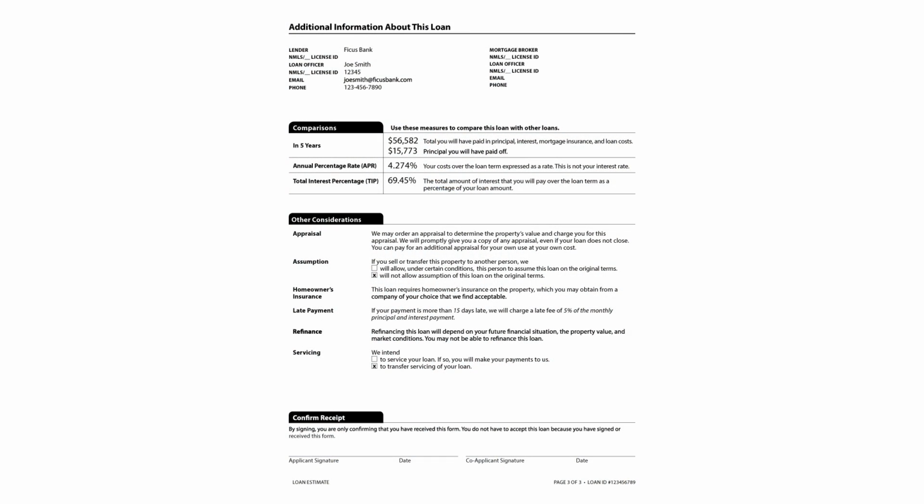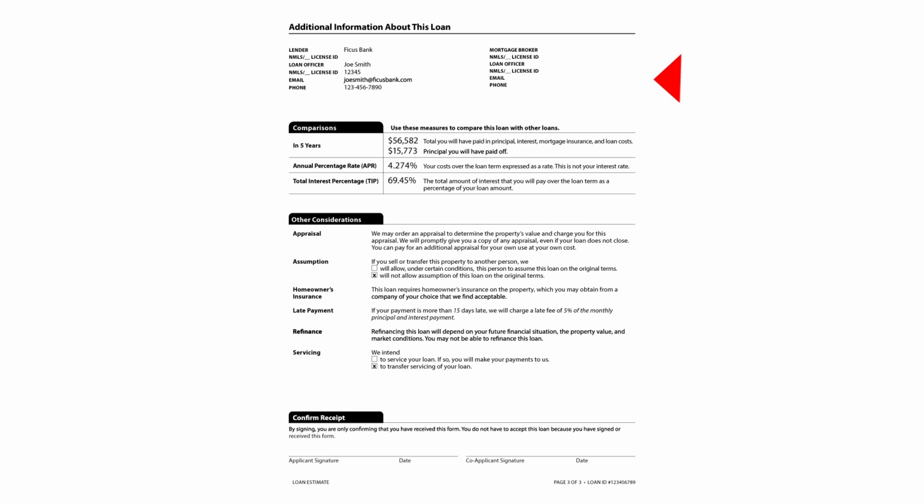Scrolling down a little bit, you'll see there on the bottom of page 3, there's two other sections I'd like to talk about. One is the other considerations. Under other considerations, you'll see all the information again from the TIL, and then you will see the assumption information, the late payment, refinance information, and then under servicing, I just want to make one quick note.